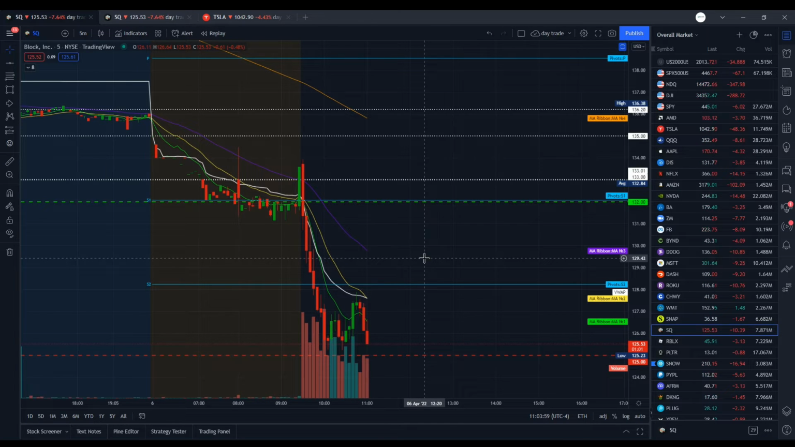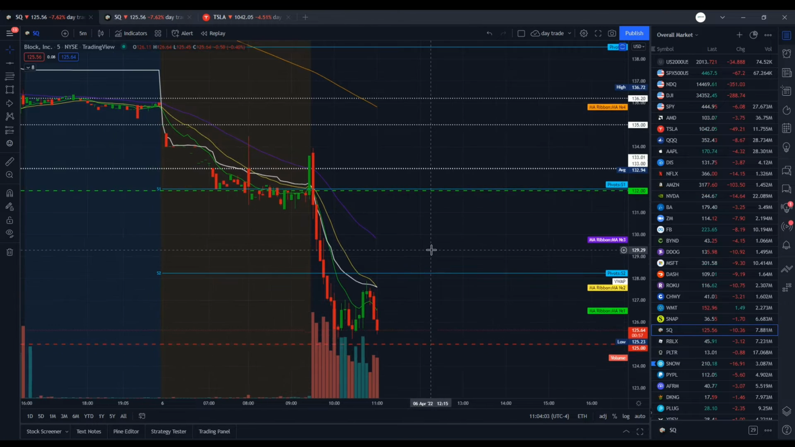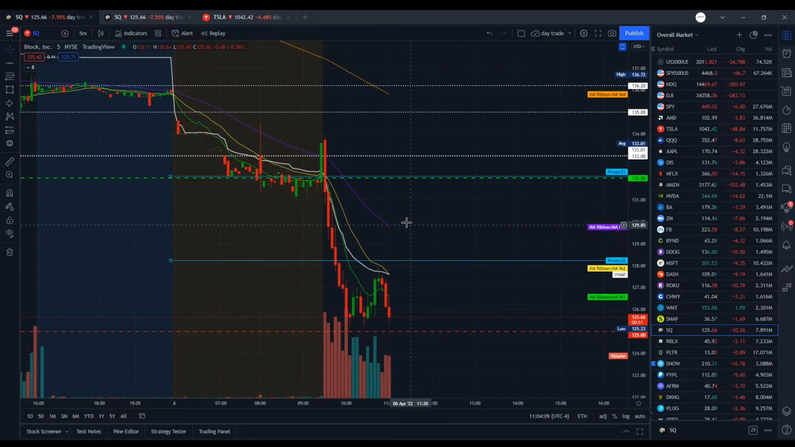The whole market is red today, and the trend is your friend. Remember that the trend is your friend. Stay with the trend, don't go against it, and you won't get burnt. So we stayed with the trend this morning, and also we are very optimistic and open-minded.